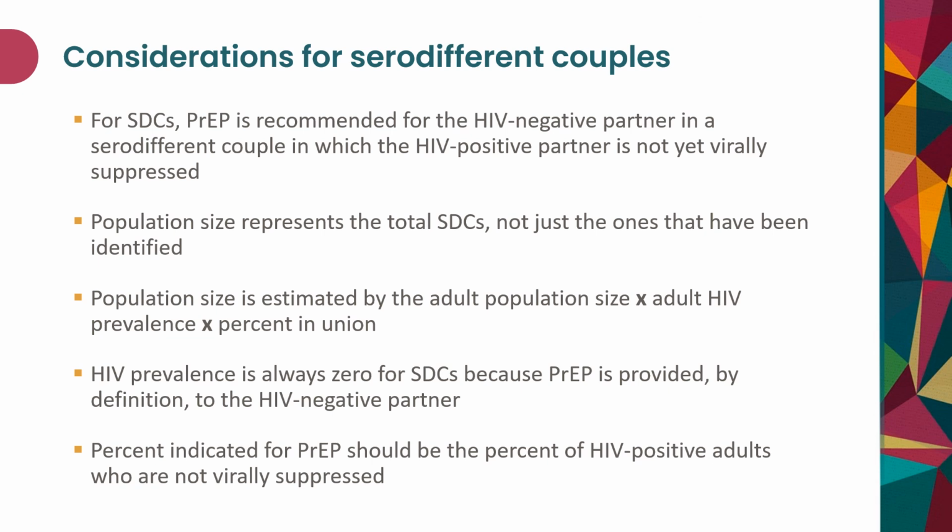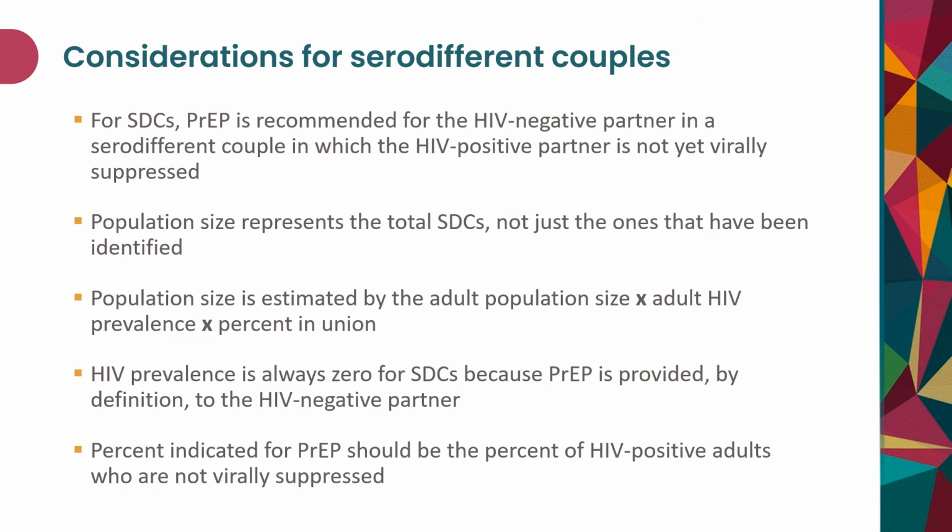There are some specific considerations when using PrEP for serodifferent couples. First, PrEP is recommended for HIV negative partners in the serodifferent couple, in which the HIV positive partner is not yet virally suppressed. The population size here is the total serodifferent couples in the country or geographic location, not just the ones that have been identified.